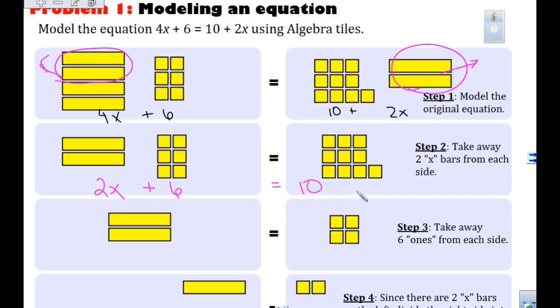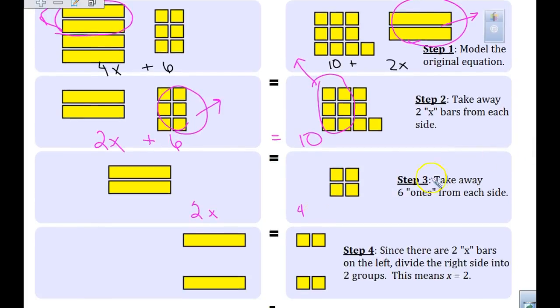So at this point, what would you do next when we were doing these the other day? How many ones do we have to remove from both sides? We need to remove 6. So we remove these 6, we take them away, and we take 6 away on this side too, and we are now left with 2x equaling 4, and you can easily see that 1x has to be equal to 2, right? Each of these x's must equal 2.